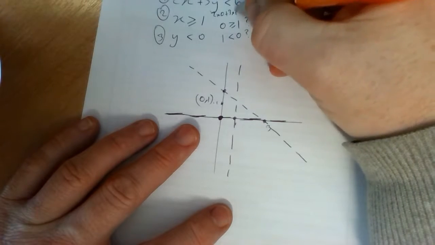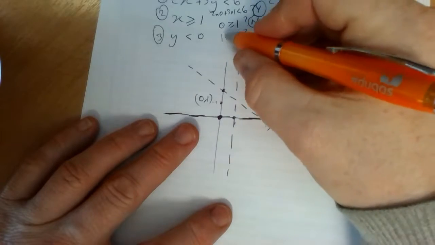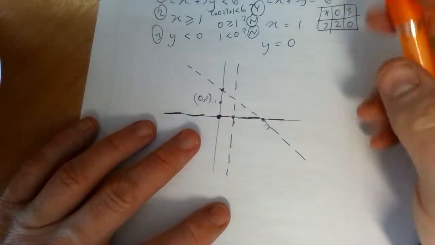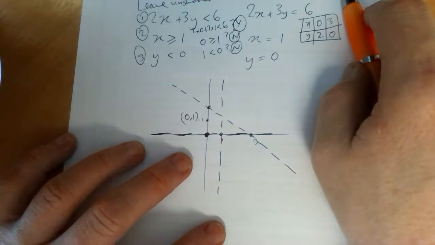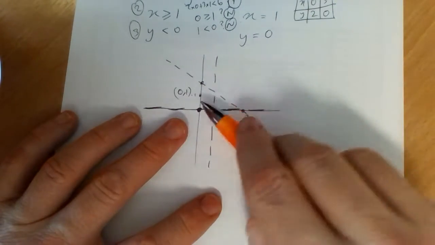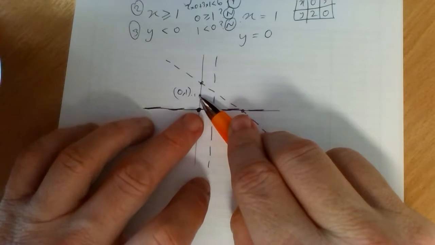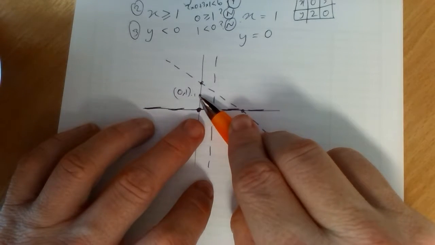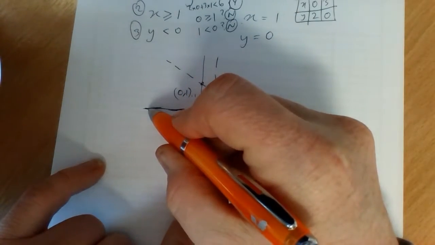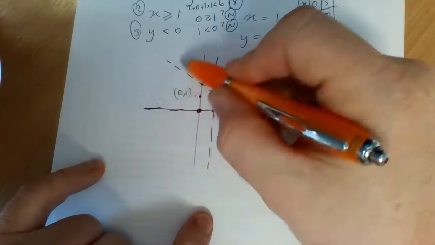The answer to that is yes, that is less than 6. Is 0 greater than or equal to 1? No. Is 1 less than 0? The answer is no. Okay, so our task was to leave unshaded what satisfies all three of those. So what we've discovered is that this point does not satisfy this condition. So therefore, we scrub out that side of the line.